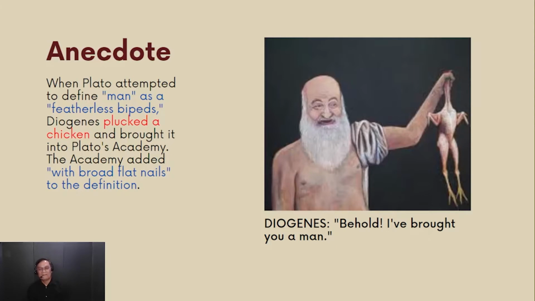Well, they were not expecting that someone would do it that way. And so what happened was that the academy added something to that definition: with broad flat nails. But I think even that addition is not yet sufficient for us to really define what man is. I mean, to really put man inside a box, to make man definite, to say man is no more, no less. Which means that we can have an exact definition of man.